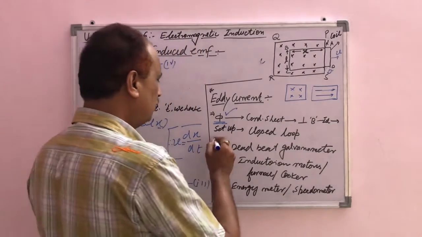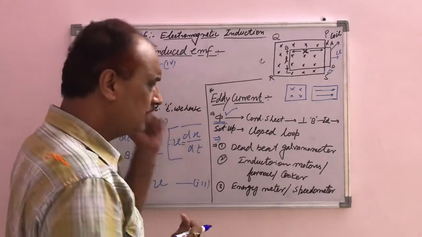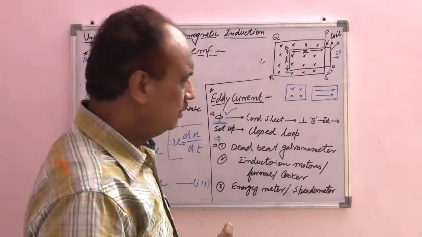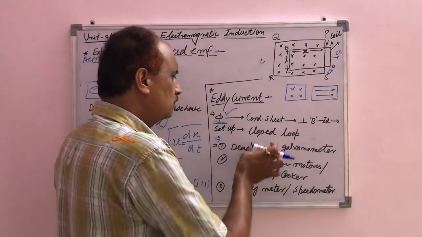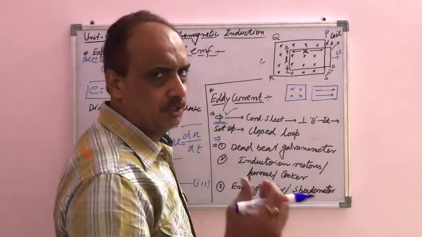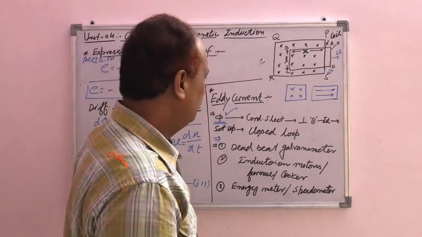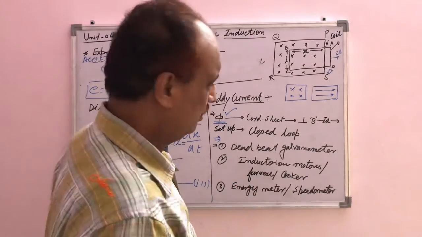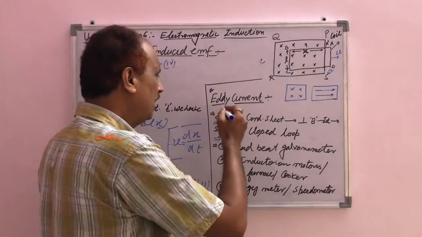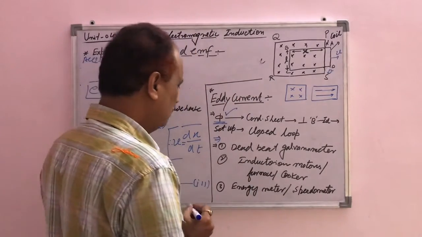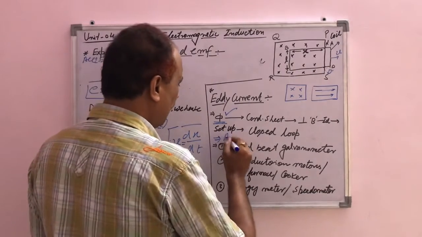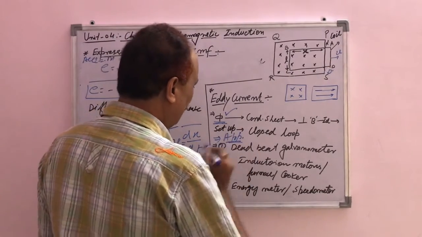So what is the effect of these eddy currents? When the currents are produced in the conducting sheet in the form of closed loops, heat is produced. It means the current appears in the form of heating currents, so eddy currents are also named heating currents. So heat is produced in the conducting sheet. Now, what are the applications of eddy currents?